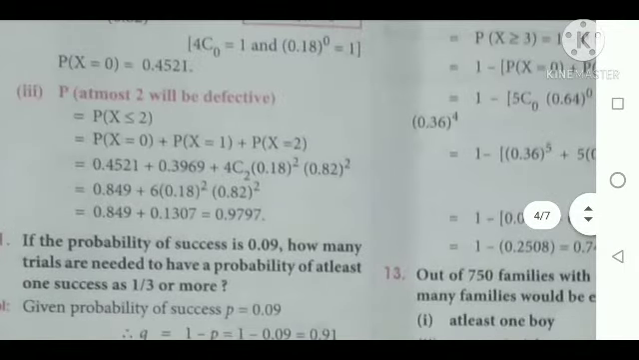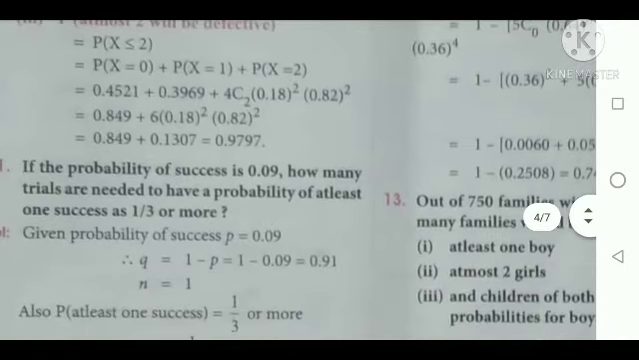P at most 2 will be defective. At most 2 means it may be 0, 1 or 2. Okay, not more than 2. The meaning is less than or equal to 2. Therefore P of X equal to 0, P of X equal to 1 and P of X equal to 2. So we are finding the values 4C0, 4C1, 4C2, P power 2, Q power 2. Then after cancelling it we are getting 0.9797. Okay.